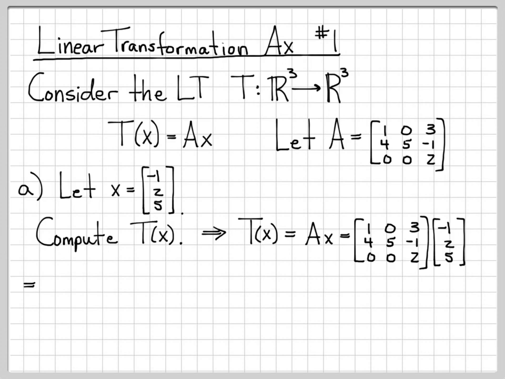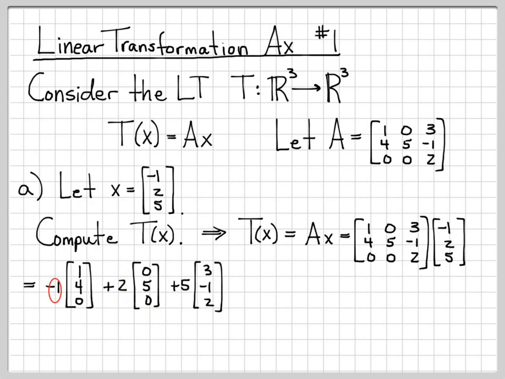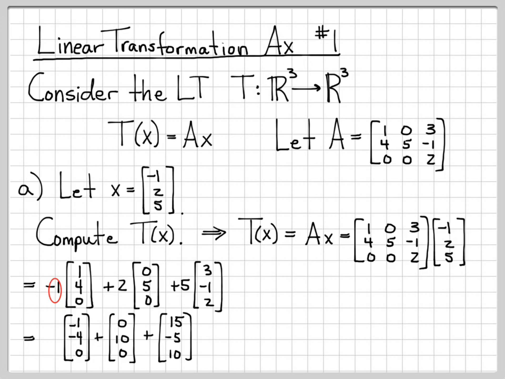So if we write this out, we know how to take a matrix times a vector. Each column of the matrix gets weighted by the corresponding entry of the vector. So this is going to be equal to the first column of A times the first entry of x, plus the second entry of x times the second column of A, plus the third entry of x times the third column of A. And then we know how to do scalar multiplication. Negative 1 times that first vector just changes the sign of every entry, so it turns into negative 1, negative 4, 0. 2 times the second vector is just 2 times every element, so we have zeros in the first and third entries, and 2 times 5 is 10 in the second. And then 5 times the third turns into 15, negative 5, 10.